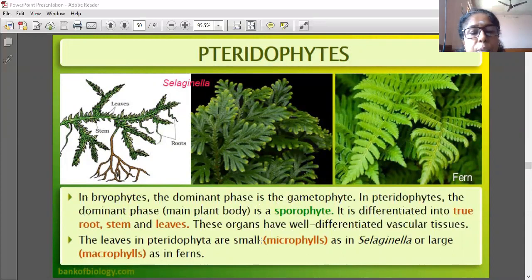The leaves in pteridophytes are small, called microphylls, but large leaves can also be there, as in ferns. This is a fern. Large leaves are possible and small leaves are also possible. Large leaves are called macrophylls and small leaves are called microphylls.